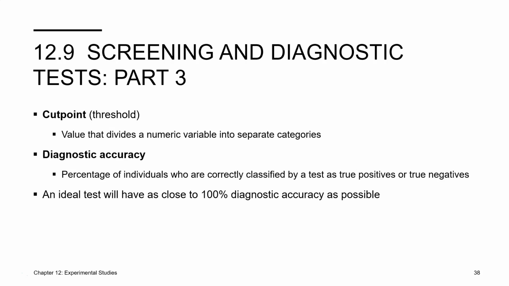When conducting tests of diagnostic accuracy, you also have to have a cut point or a threshold. And this is a value that divides a numeric variable into separate categories. So this is the cut point of where your test is being shown to be effective. Diagnostic accuracy is the percent of individuals who are correctly classified by a test as true positives or true negatives. And so this is the comparison with the gold standard to show that your test is as accurate as the previous version. And so ideally, the test should be as close to 100% diagnostic accuracy as possible.